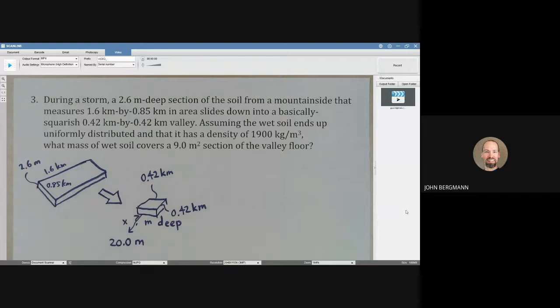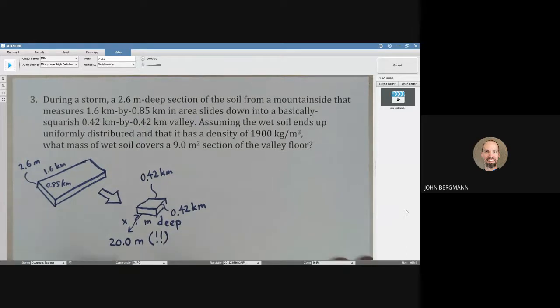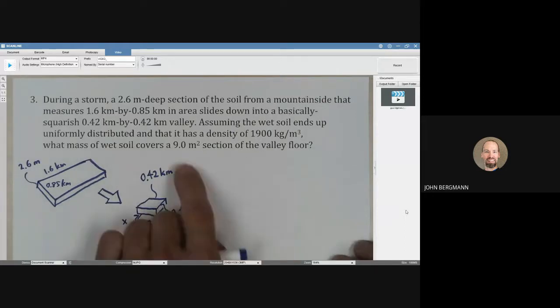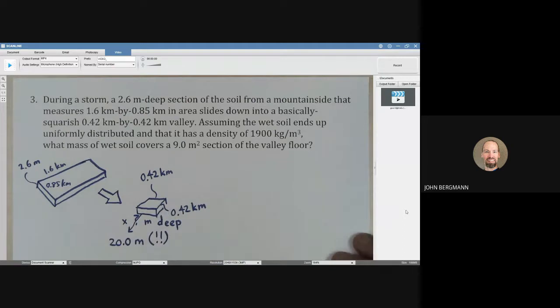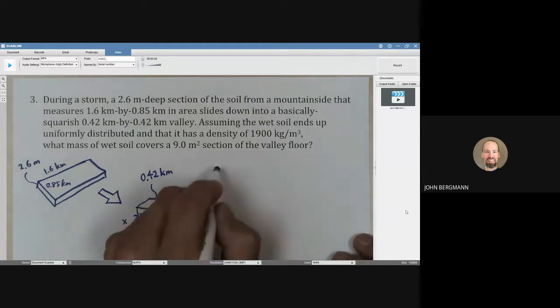20 meters. Which, by the way, holy buckets, that's really a lot of soil there. 20 meters. Given one story is about 3 meters in a building, this is about 7 stories of soil that is piled up in this valley. We want to know the mass of wet soil that covers a 9-meter section of the valley floor. So let's see, what do we have here?